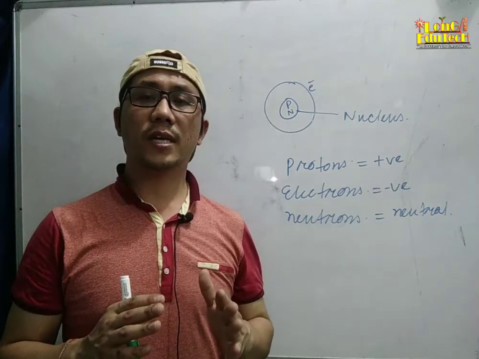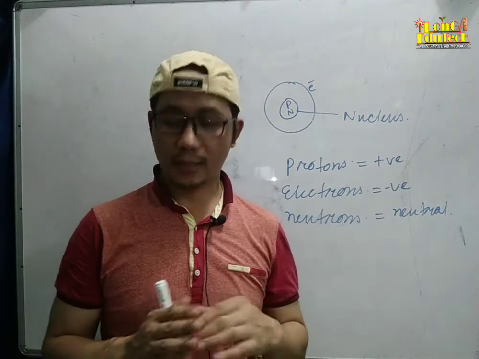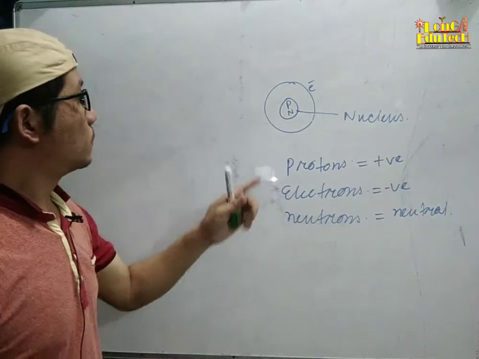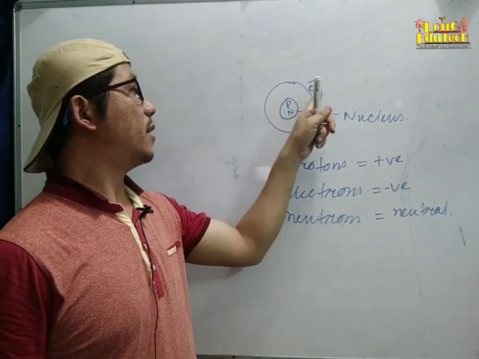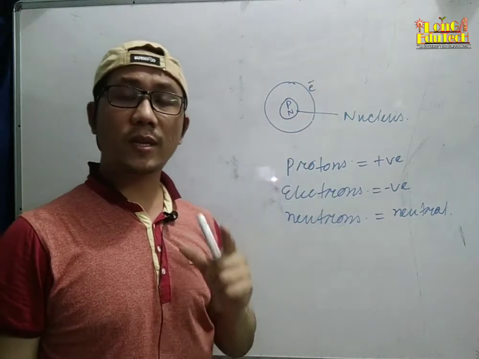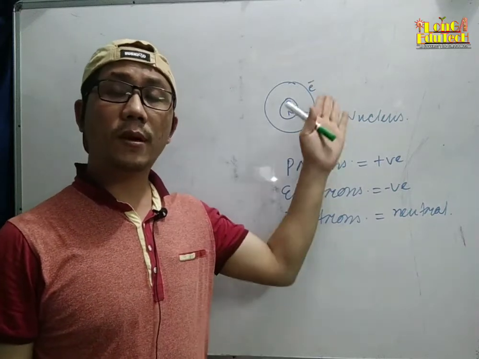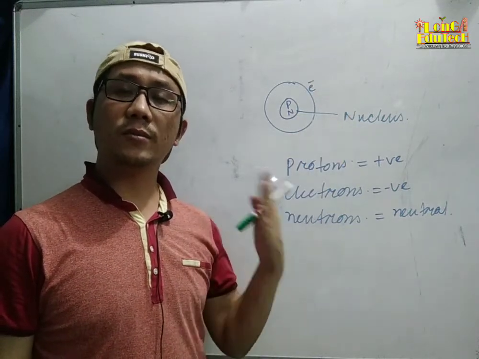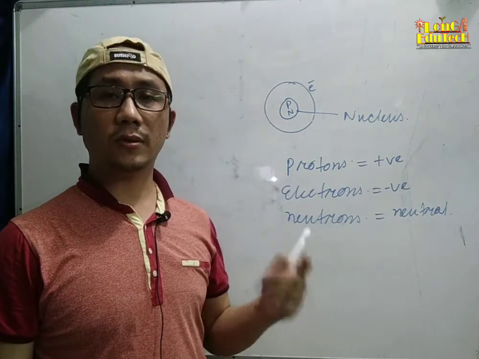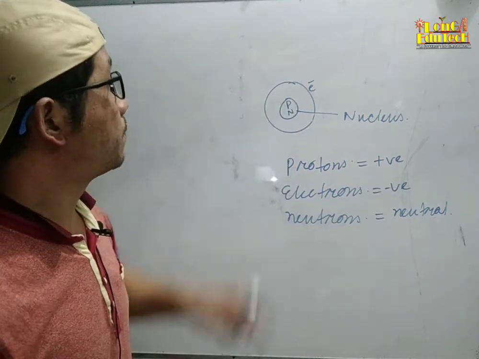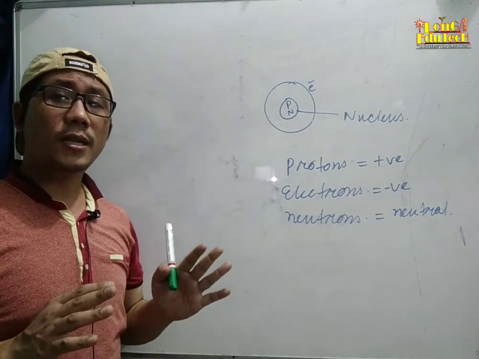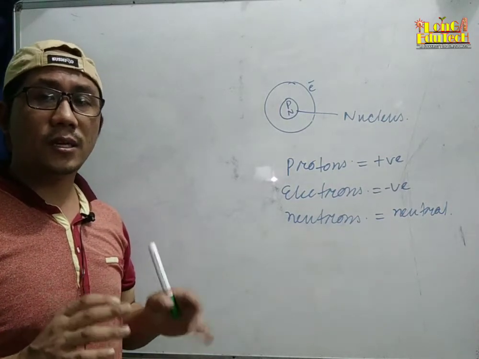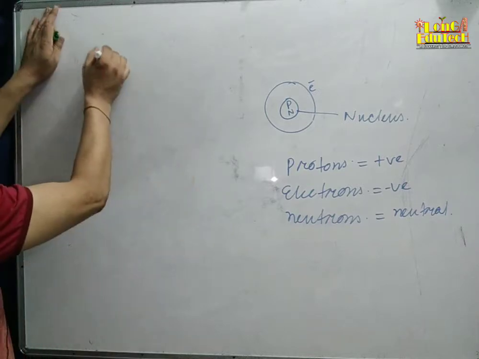Only then can we find out the valency of the elements. In the ground state, the number of protons and the number of electrons, that means the atomic number, are equal. So from the atomic number only, we are going to do the electronic configuration. These electrons revolve around the nucleus in the different energy cells.